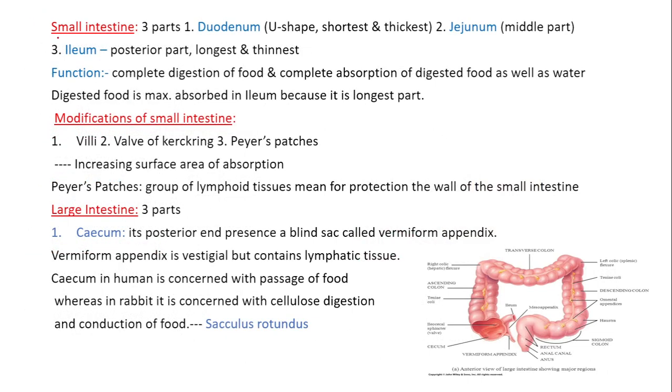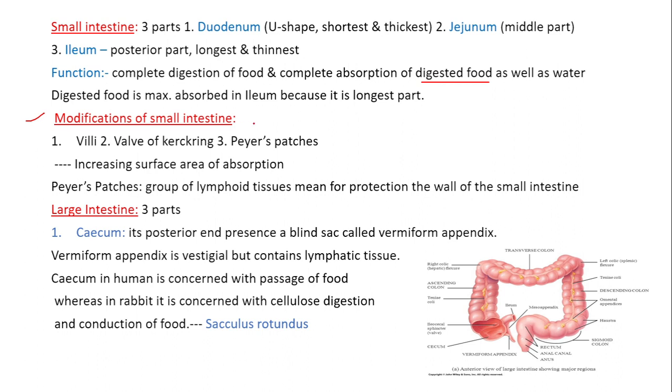Small intestine, it has 3 parts. First one is duodenum, it's U-shaped, shortest and thickest. Second one is jejunum, the middle part, and third one is ileum, the posterior part, longest and thinnest. And their functions: complete digestion of food and complete absorption of digested food as well as water. Digested food is maximally absorbed in the ileum because it is the longest part.